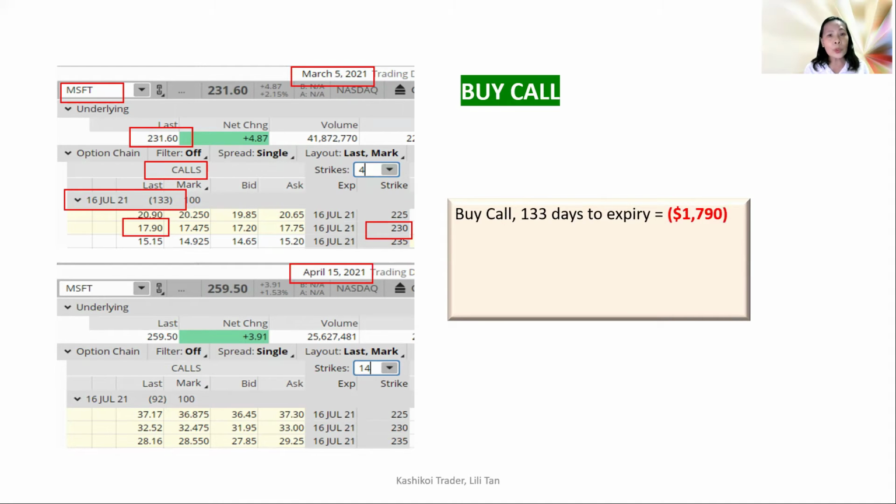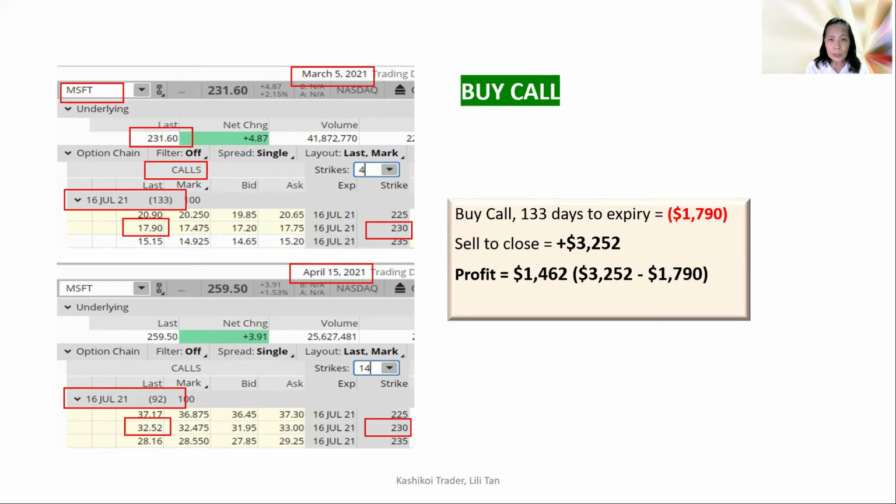Fast forward to April the 15th, when the stock price is near the resistance, we close the position and we collect a premium of 3.2K. So my profit is 1.4K, or an ROI of 81.7%.